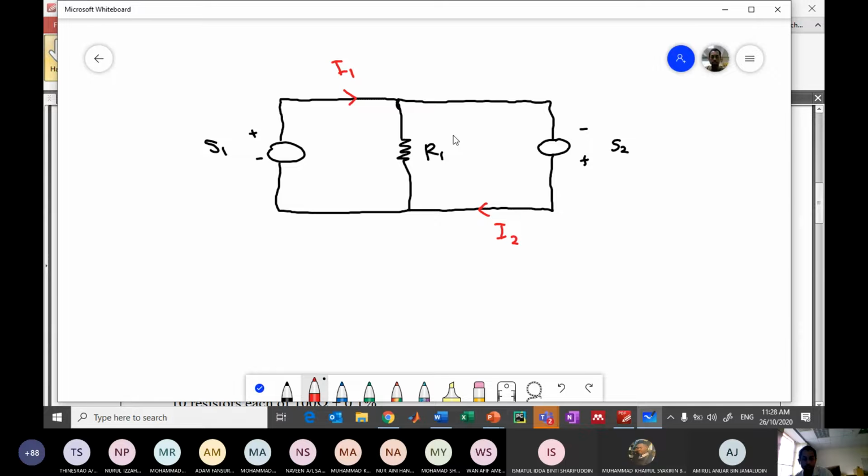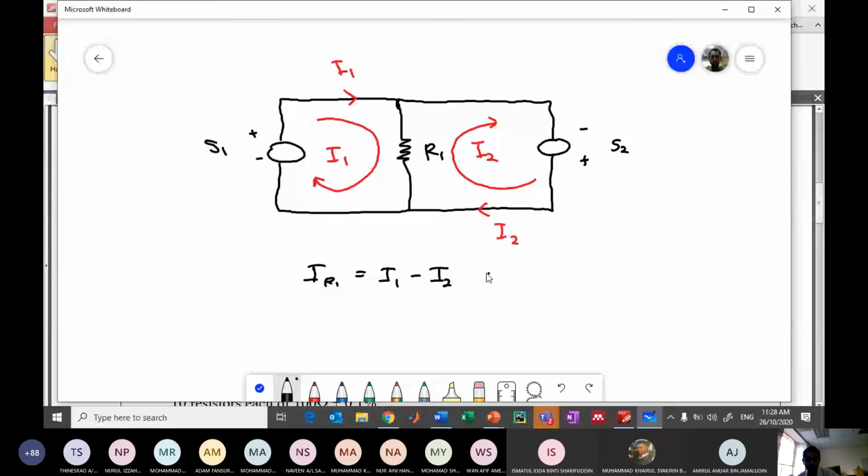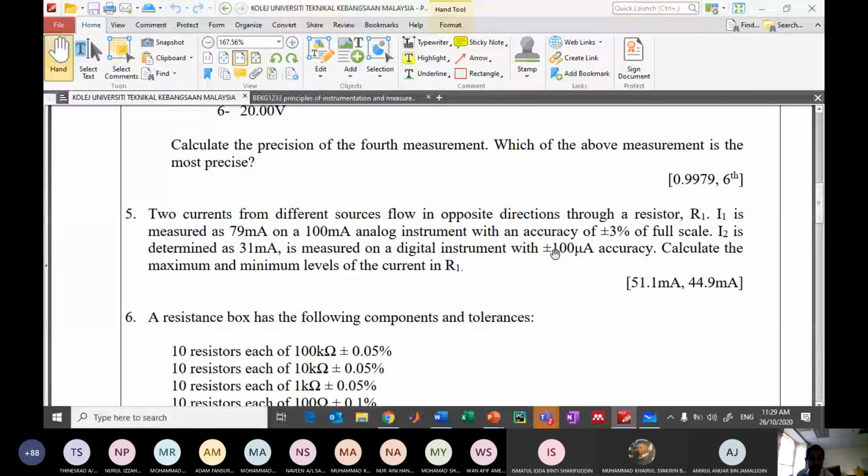So in the resistor, the current from this source on the left here travels like this. This is I1. And for I2, the current travels like this. This is I2. So we can say that the current in the resistor R1 must be I1 minus I2 or I2 minus I1. Depends on which is the higher current. Okay, so going back to the question. So I1 is measured as 79 milliamp on a 100 milliamp analog instrument with an accuracy of plus minus 3%. And then I2 is 31 milliamp. So let's settle that part first.